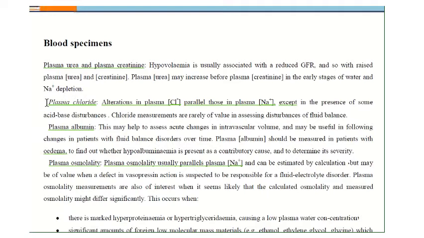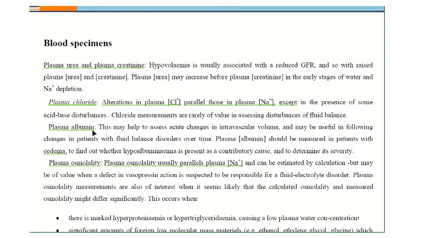أيضا ممكن قياس البلازما chloride. Alterations in plasma chloride parallel those in plasma sodium concentrations, except in the presence of some acid-base disturbances. Chloride measurements are rarely of value in assessing disturbances of fluid balance.